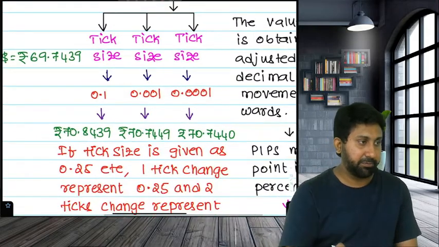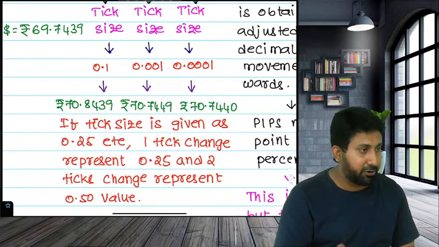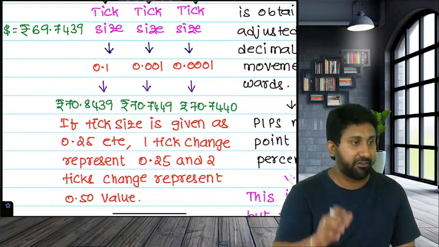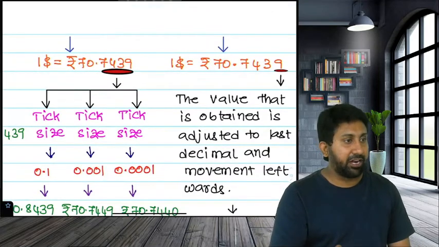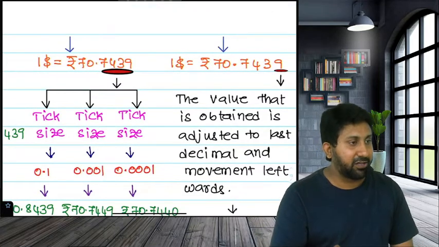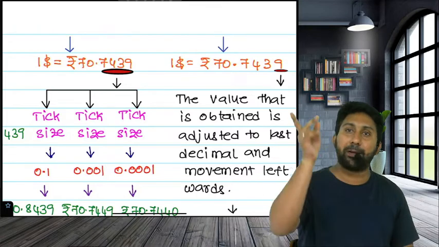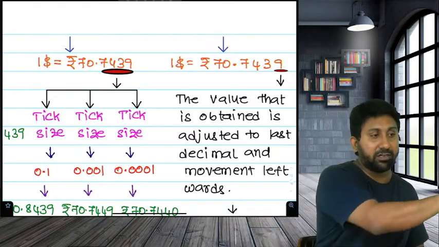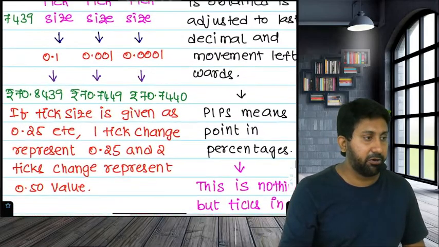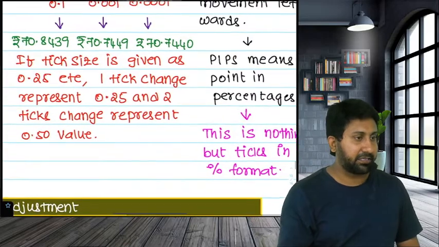So this is how adjustment works. If the tick size is given as 0.25 etc., 1 tick change represents 0.25, 2 ticks change represents 0.5, like that. Okay, $1 equal to 70.7439. The value that is obtained is adjusted at the last decimal and the movement is leftwards. Means what? If 0.8% he said, from the right side towards the left side you need to come. From the last decimal you need to make a change. Pips means points in percentages. It is nothing but ticks in percentage format.